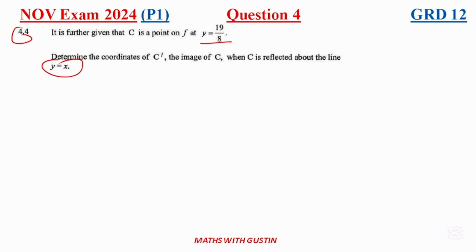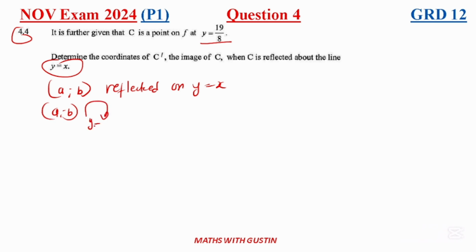Okay, so now here, guys, let me illustrate this. If you've got a point (a, b), and then it is reflected on y equals x, so what happens? x and y swap, and this will be your new coordinate after reflection. Now let's have a look at this one.